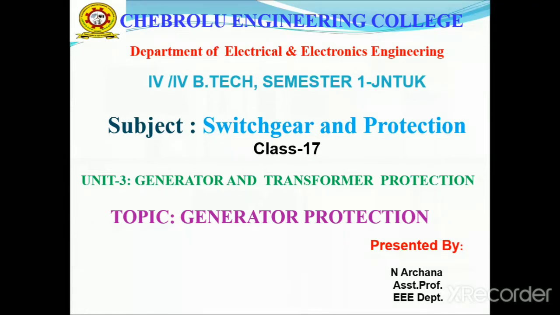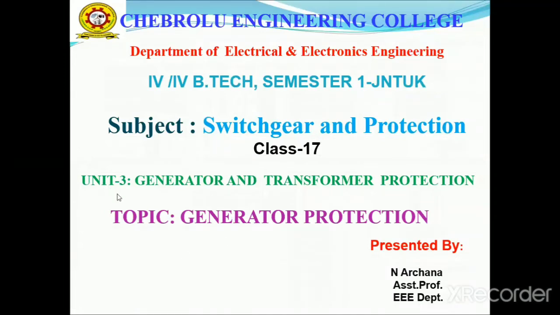The modern electrical power system consists of several elements such as generators, transformers, bus bars, transmission lines and other equipment. These are very important elements in a power system. That's why we need separate protection for these generators and transformers.